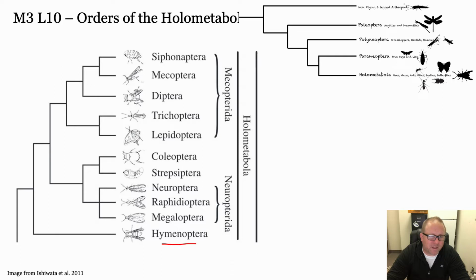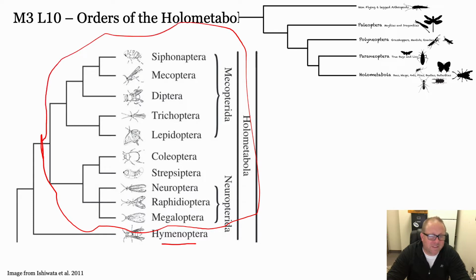We're going to first focus on Hymenoptera. Hymenoptera is sister taxa to all the rest. So this is another monophyletic clade starting right here, right? And Hymenoptera is just outside everything else. And that's kind of where we're going to start, with the bees, the wasps, and the ants. Don't worry about Mecopterida or Neuropteroidea. We don't worry about those. We're just going to worry about these orders.